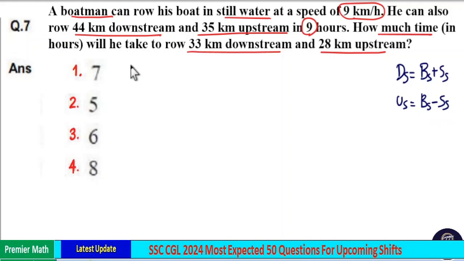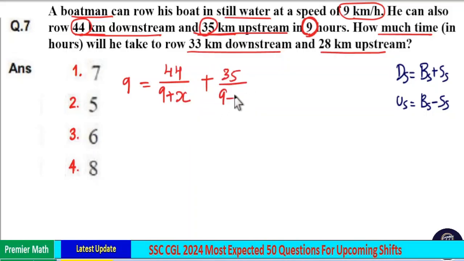So here, 9 hours is the total time taken to cover 44 km and 35 km. Time is equal to distance by speed. Here, downstream distance is equal to 44 km. Downstream speed means speed of boat is 9 plus speed of stream, I will take it as x. Now upstream distance is equal to 35 km. Upstream speed means 9 minus x. Now we need 9. These two parts should form 9.